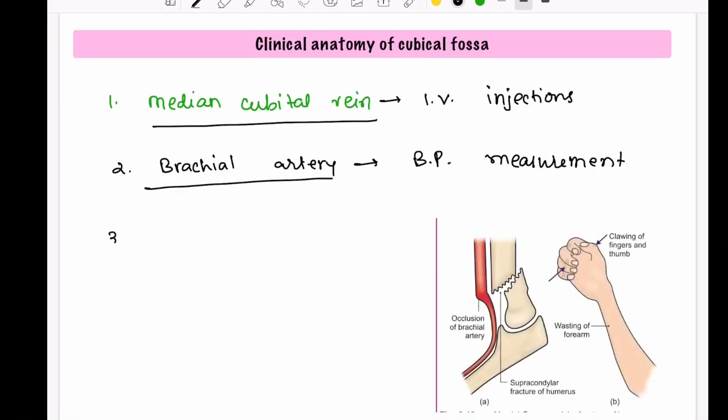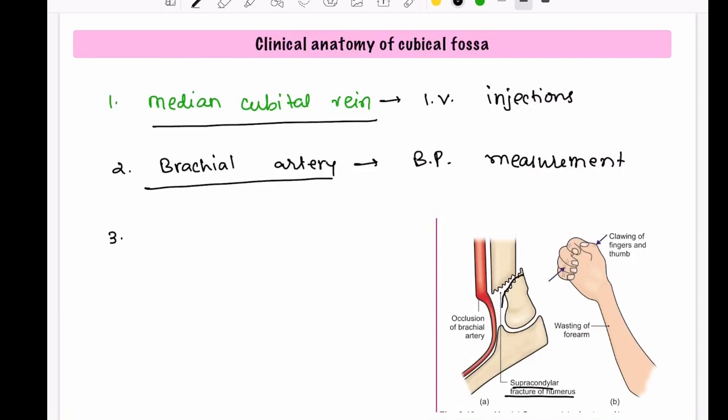And the third is that the anatomy of the cubital fossa is useful while dealing with fractures around the elbow. For example, the supracondylar fracture of the humerus. In this figure, we can see the supracondylar fracture of the humerus. It is produced by a fall on the outstretched hand.